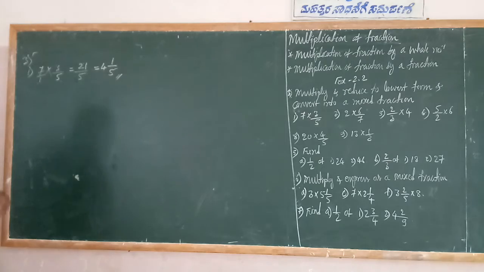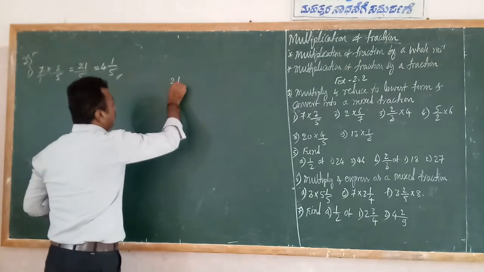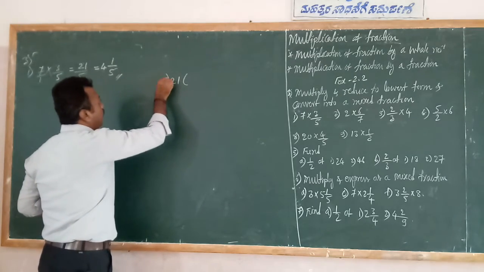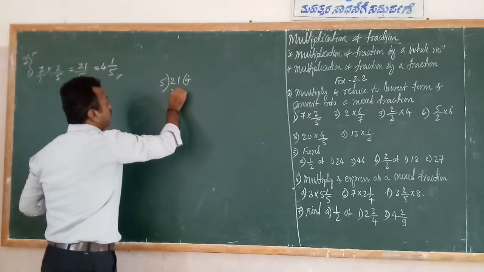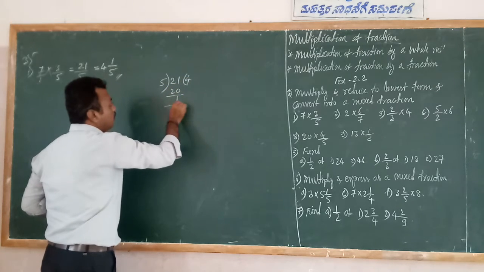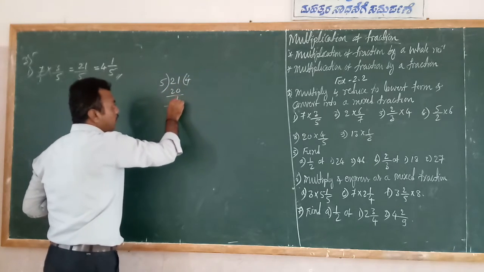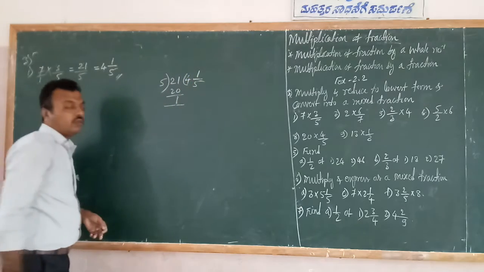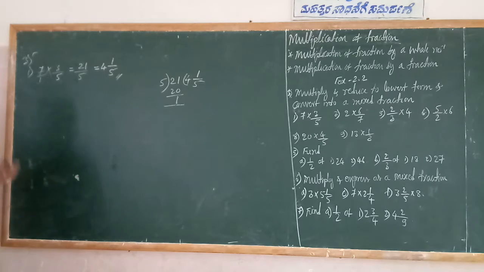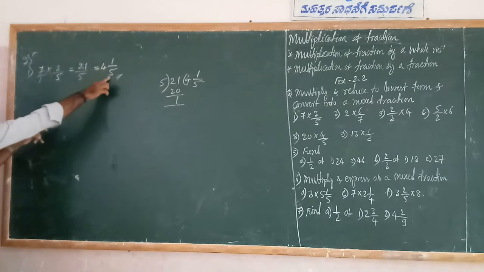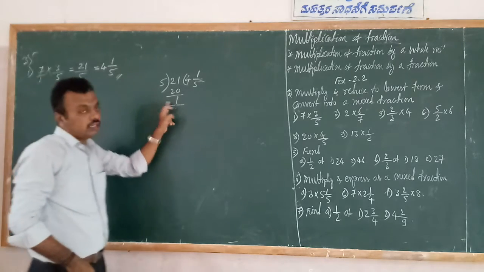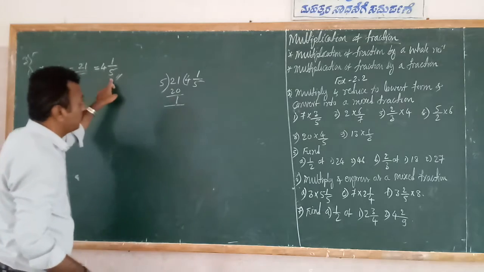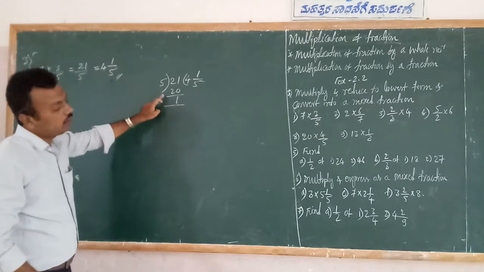Very simple. If you don't understand, divide 21 by 5. 5 4s are 20, so 4 upon 1. The remaining is 1. This 1 goes to the numerator, and 5 goes to the denominator. So 4 1 by 5. This is the direct method, and this is the traditional method. If you don't understand, you come to this method.